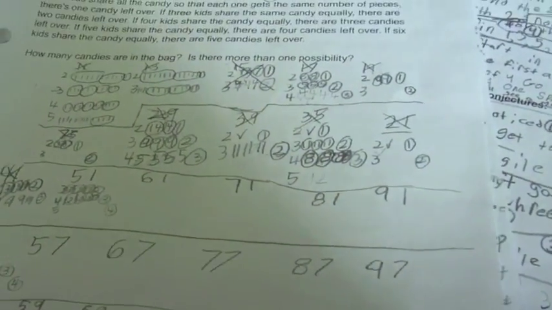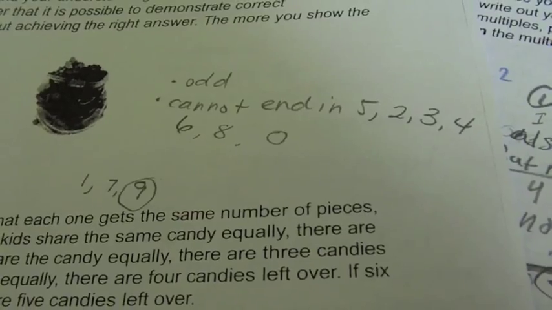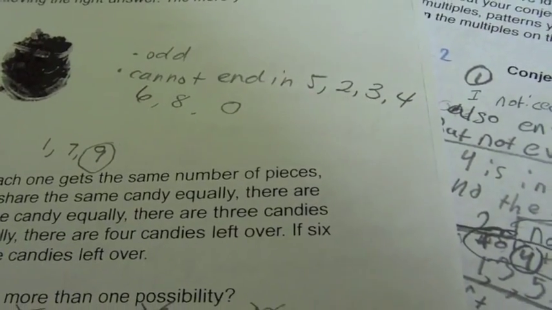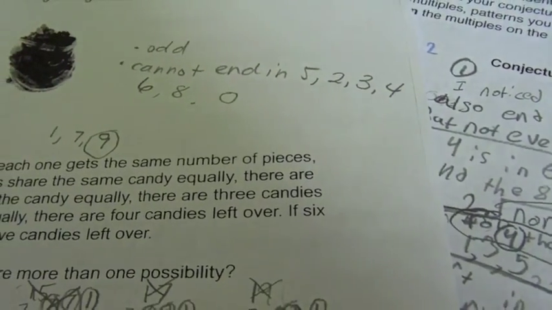Okay, it can't be any odd number under 11, because 11 works for 6 kids, but not 5 kids. So that means none of the lower numbers can. What I did was I just tried a bunch of numbers up here, and then finally I wrote only odd would work, and it could not end in 5, 2, 3, 4, 6, 8, or 0.